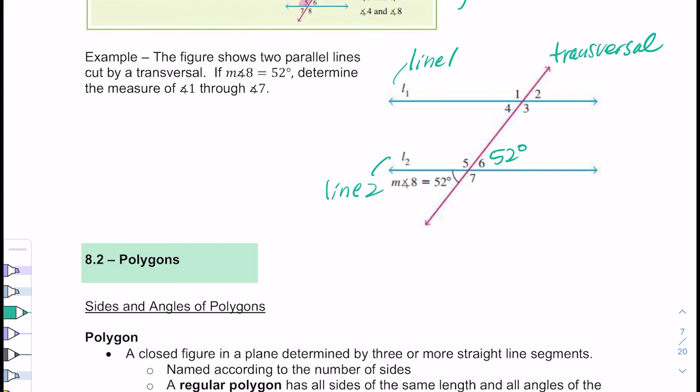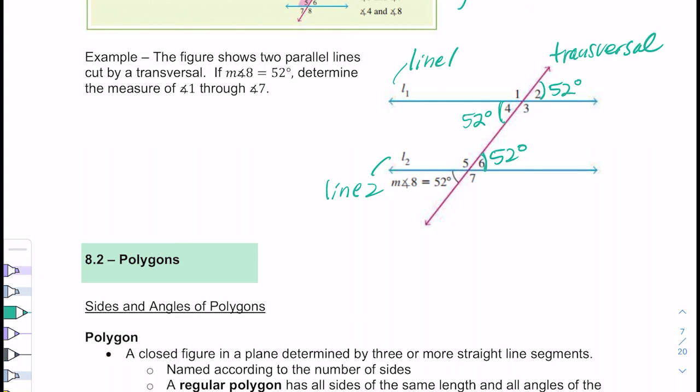Okay, now, in order to get the angles up top, I'm going to use what I just learned, my alternate interior and my corresponding angles. So now, if you'll remember, as long as you have parallel lines, alternate interiors are equal. So that means angle 4 is also 52. And then again, I can use vertical angles. Angle 2 is equal to 52 because it's vertical to 4.